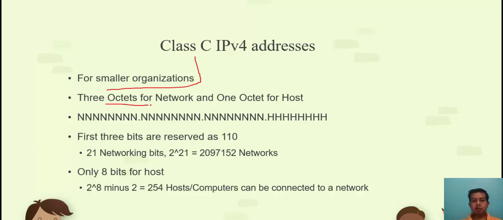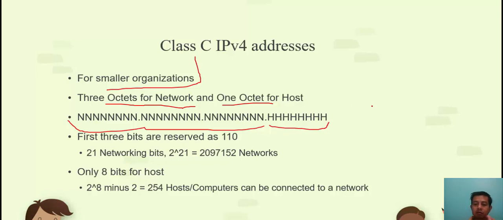In this example, 3 octets are fixed for the network part and only 1 octet is for the host part. So the basic idea is a huge number of organizations can buy a Class C network. Originally it was thought that only a very few large organizations are available, a good number of medium level organizations, and a large number of small organizations who would be interested in an IP address.